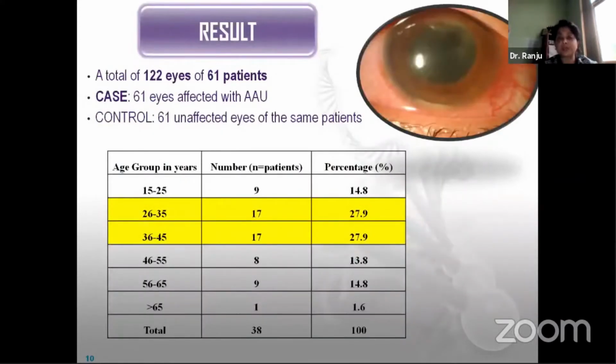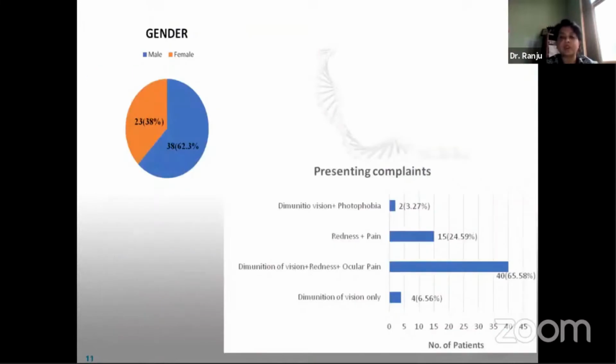We had a total of 61 patients, that means 122 eyes, out of which 61 eyes were the case group and the other 61 eyes were the control group. Most of the patients were between 26 and 45 years of age. These patients were mainly male. Yes, we know that anterior uveitis is more common in the male population. So 62.3% were male.